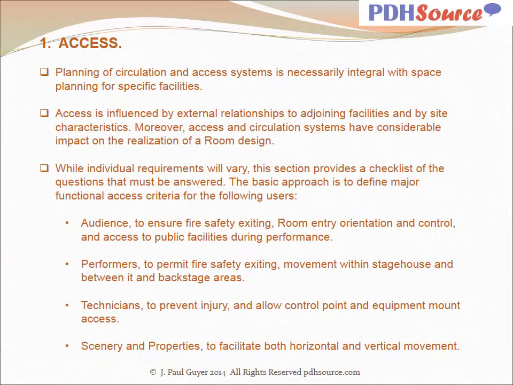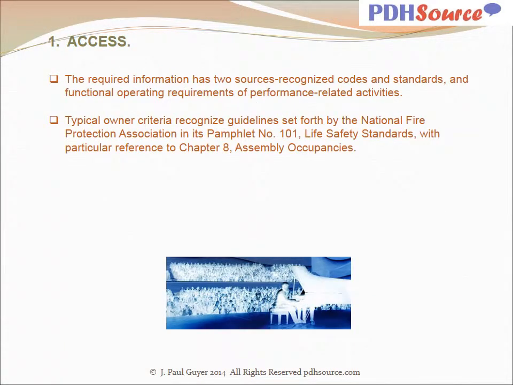Planning of circulation and access systems is necessarily integral with space planning for specific facilities. Access is influenced by external relationships to adjoining facilities and by site characteristics. Moreover, access and circulation systems have considerable impact on the realization of a room design. The required information has 2 sources: recognized codes and standards and functional operating requirements of performance-related activities.